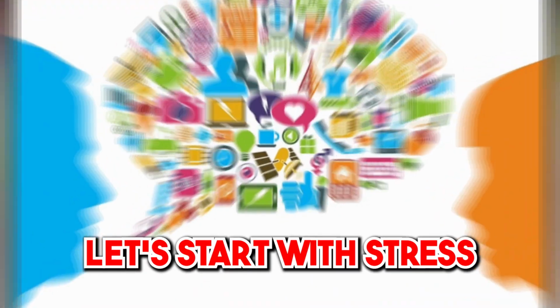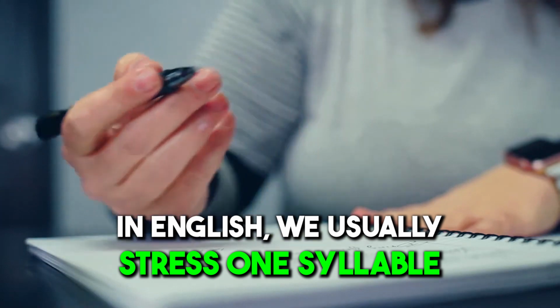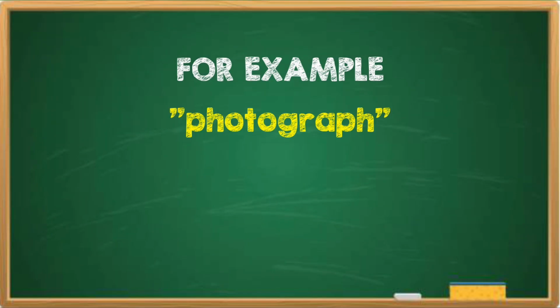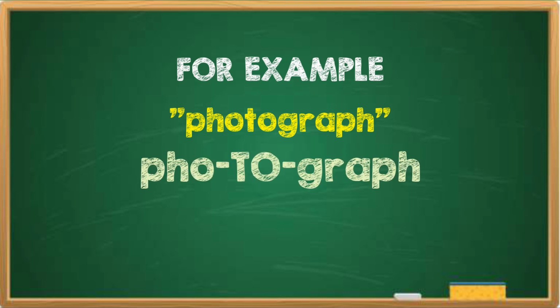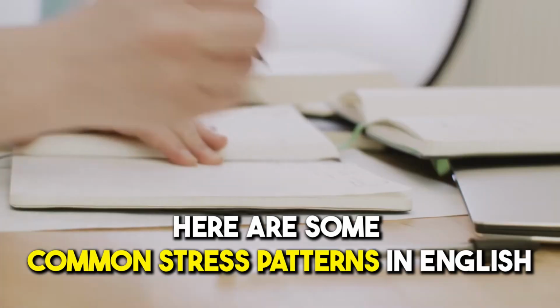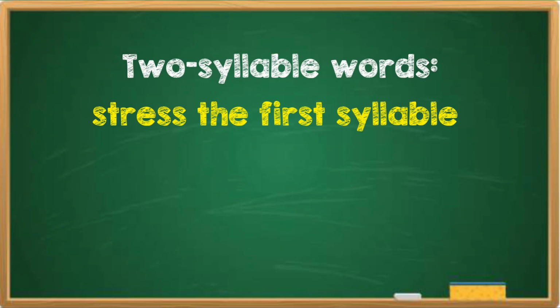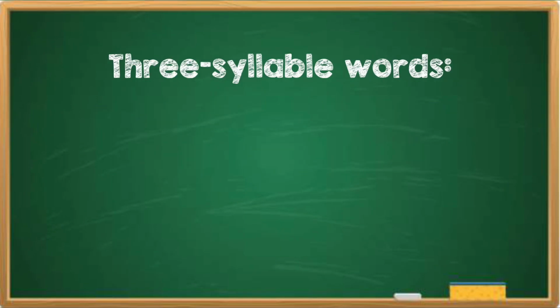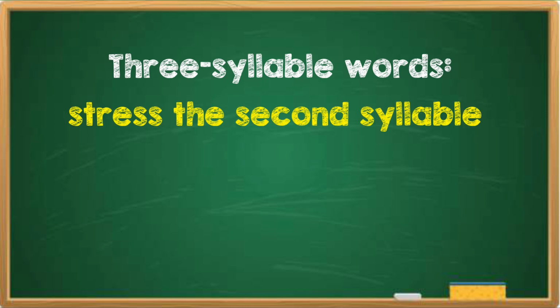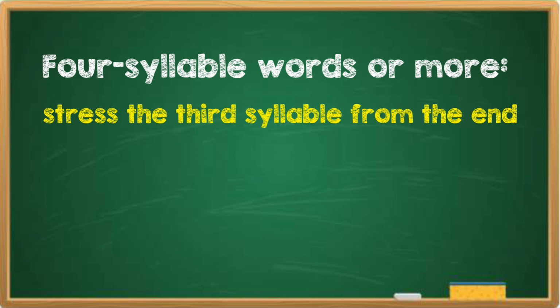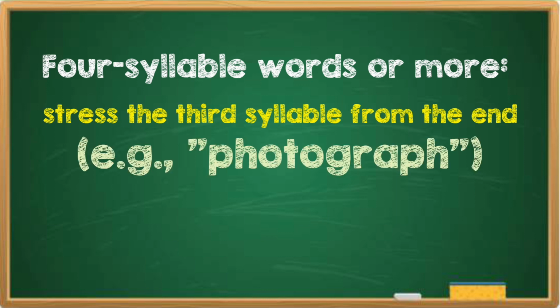Let's start with stress. In English, we usually stress one syllable more than others in a word. For example, in the word photograph, we stress the second syllable, photograph. Here are some common stress patterns in English. Two-syllable words: stress the first syllable, for example, apple. Three-syllable words: we stress the second syllable, for example, banana.